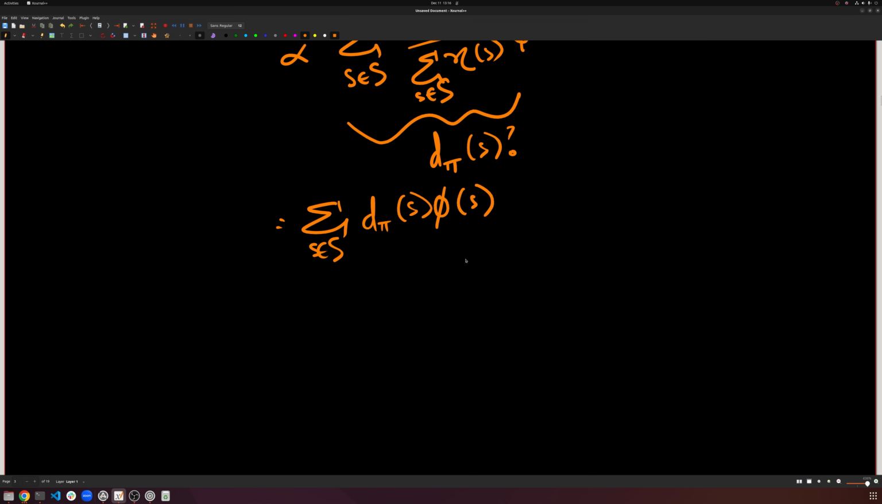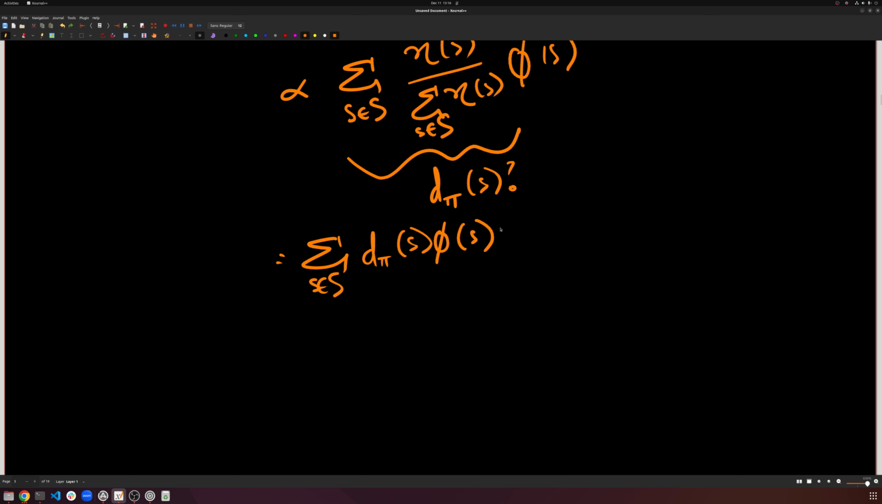Of course, phi S is something we just wrote, so let's write it out again. This is going to be the sum over s element of S of d pi s, and then phi is essentially just going to be the sum over the actions.